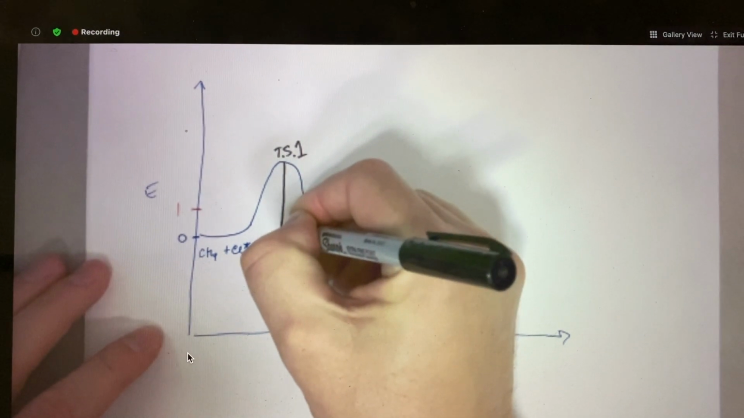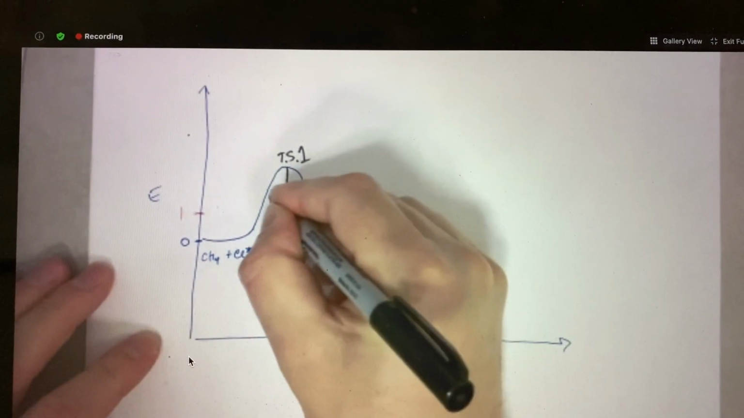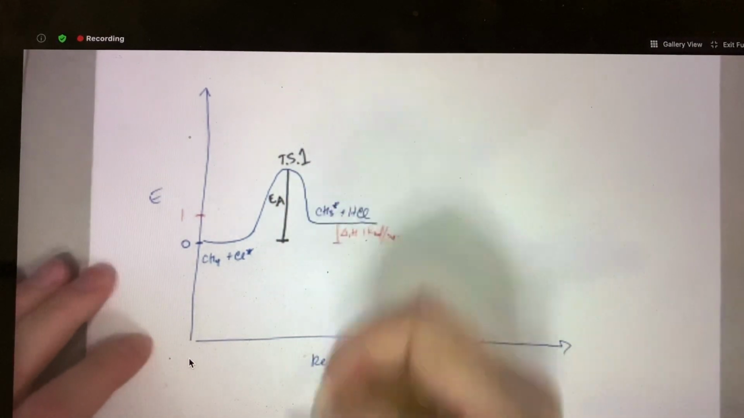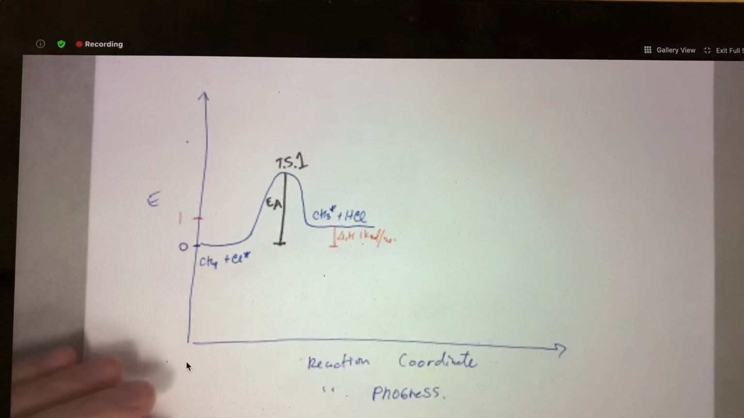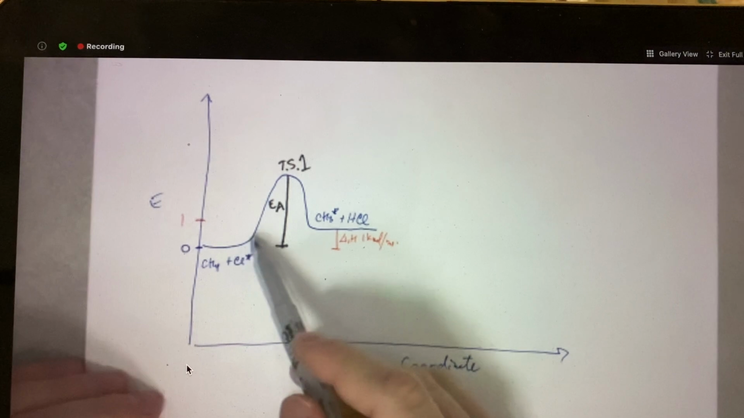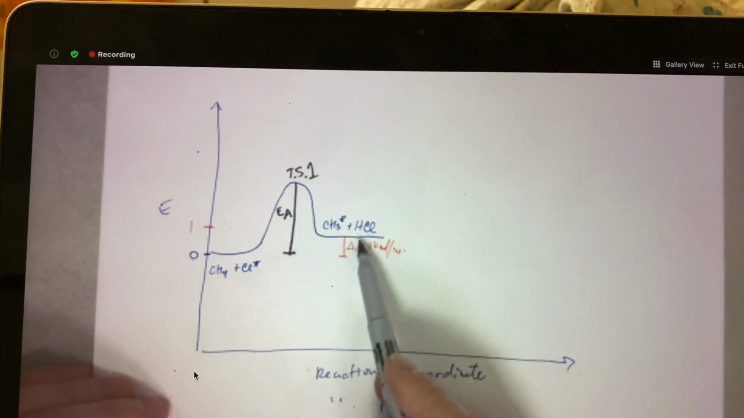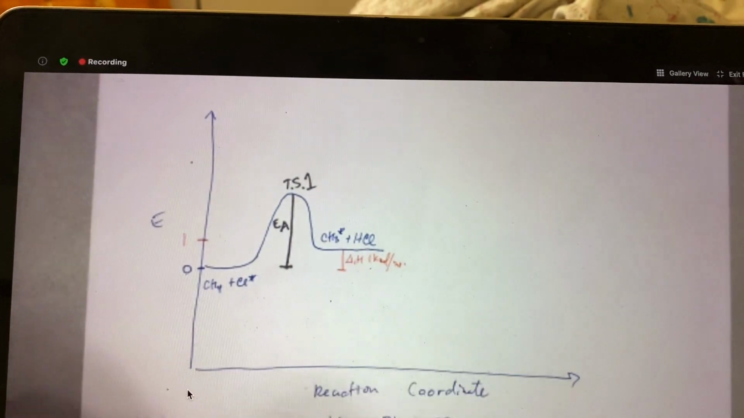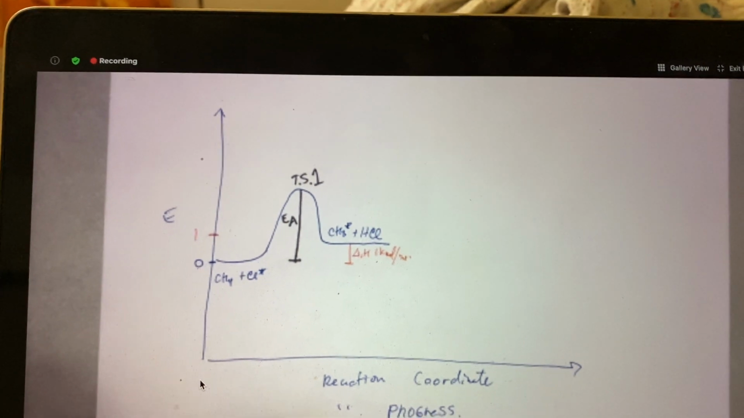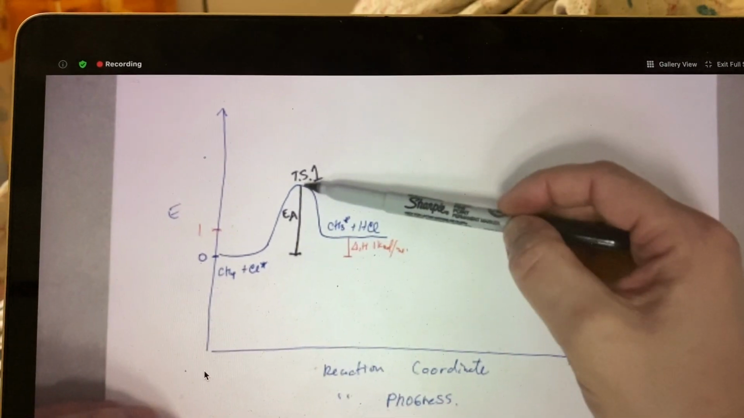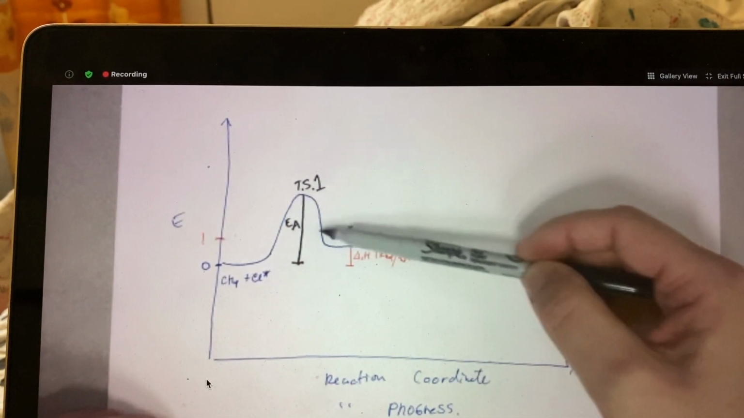From where we start to the top of this graph is called the activation energy. It's how much energy we need to get over this hump to get us to the next stage. This reaction, we're heating it, so we have some energy. But this is very high energy, and if this is done at very, very cold temperatures, we'll never get here.